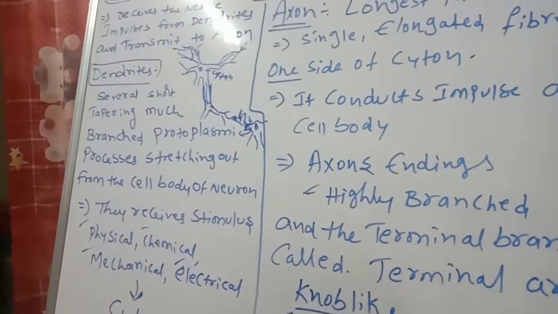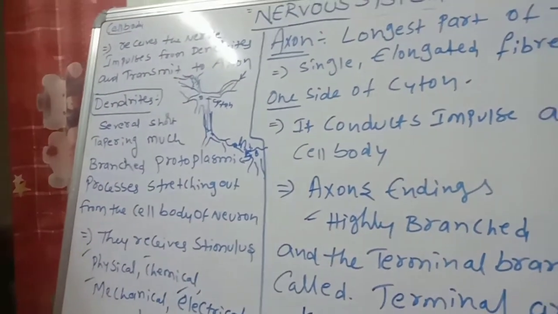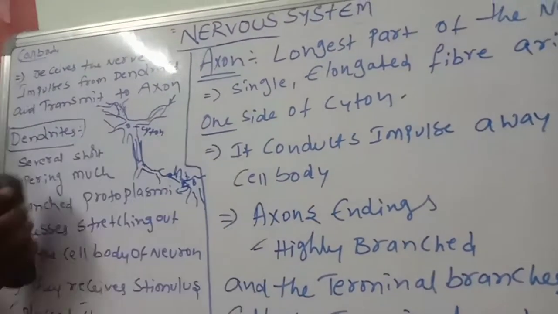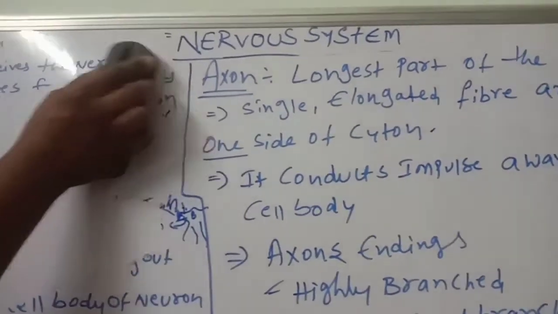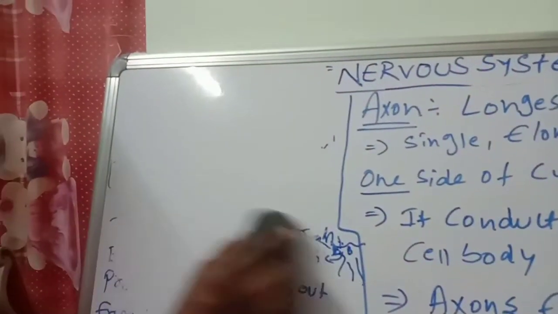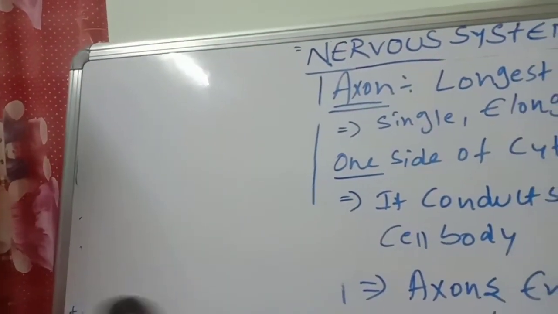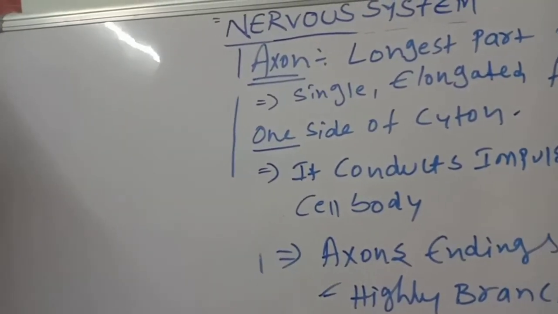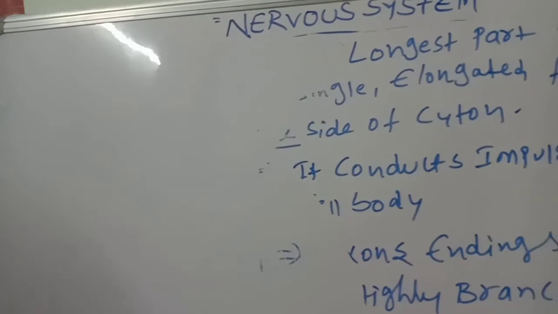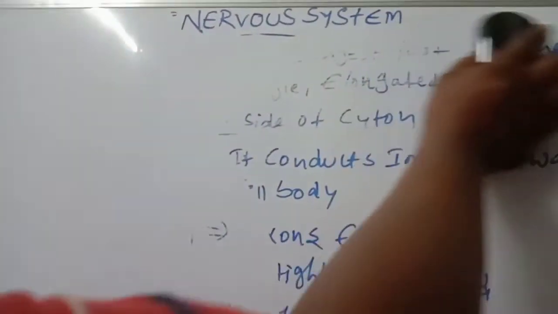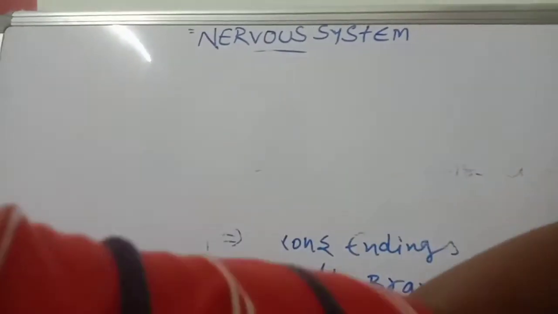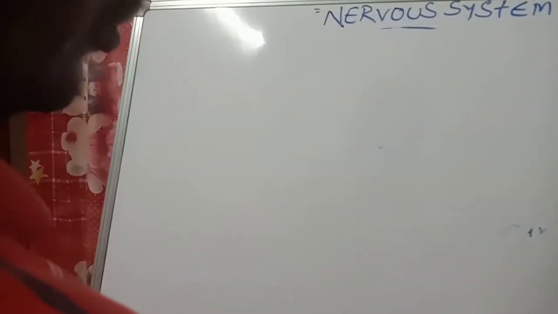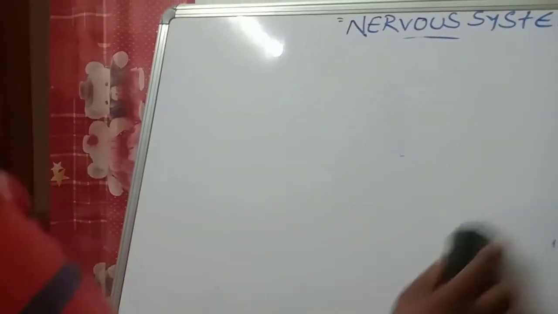Okay, so these points we should remember. The next concept: the axon is covered with a sheath. I think you know that sheath. What is that? That sheath is what you call the myelin sheath. These points you should remember.